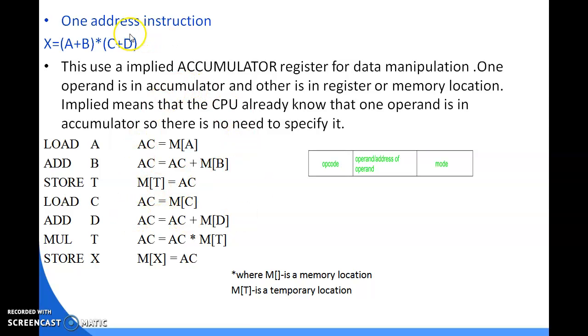You can directly multiply this C plus D value with A plus B, which is stored in a temporary location within the memory. Clear? Now after the computation, this result, that means AC equal to AC into MT, that means A plus B into C plus D. Now you have to assign this result to X. So what will be the step? Store X. That means whatever the result here, the AC value, which is A plus B into C plus D, is stored against MX, your memory location.